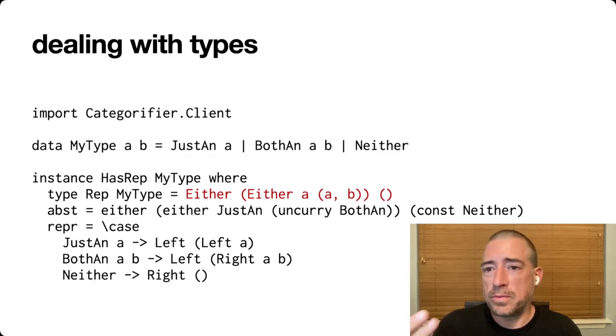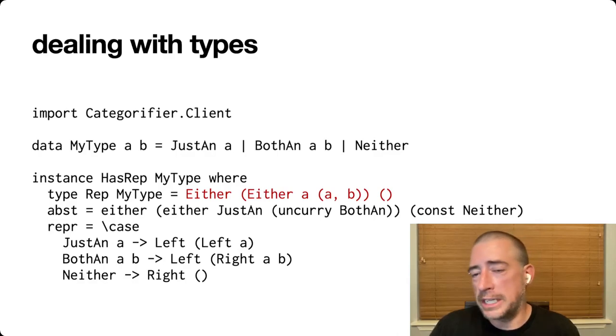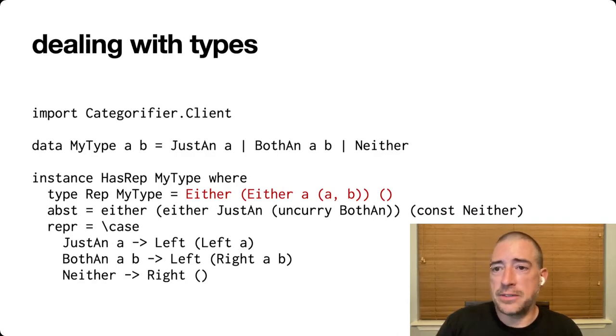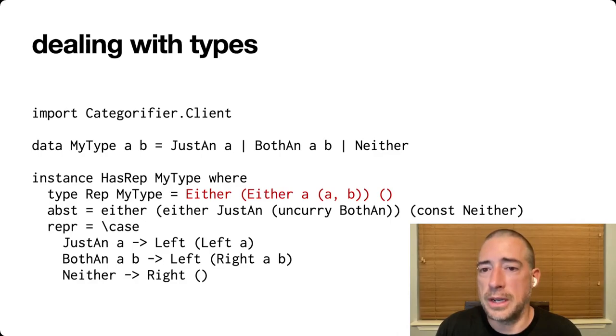And so we have to define an instance of this HasRep class for each type that says what the standard representation is. In this case, for our type, MyType, the standard representation is this nested either, right? Because there are three alternatives, and so there are three alternatives in the nested either. The first one is just an A. The second one is a pair of A and B. And the final one has no parameters, so it's just a unit. And then we have to have functions that convert to and from that standard representation and the actual MyType.